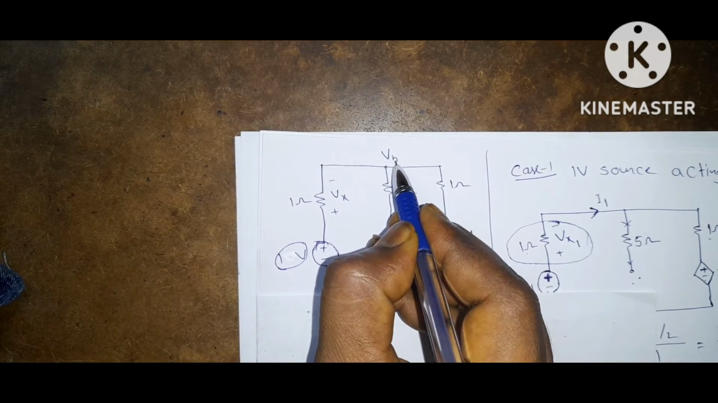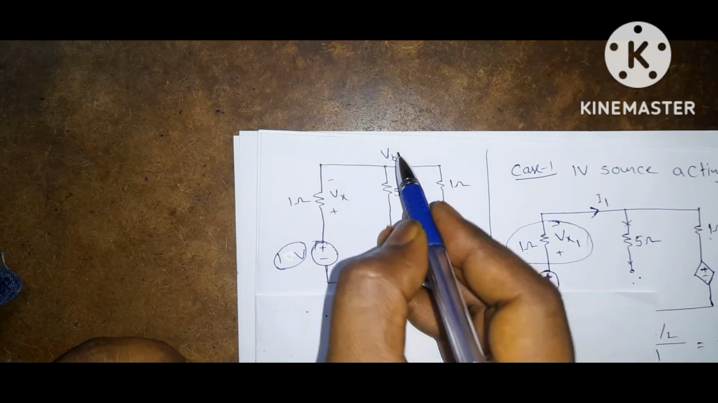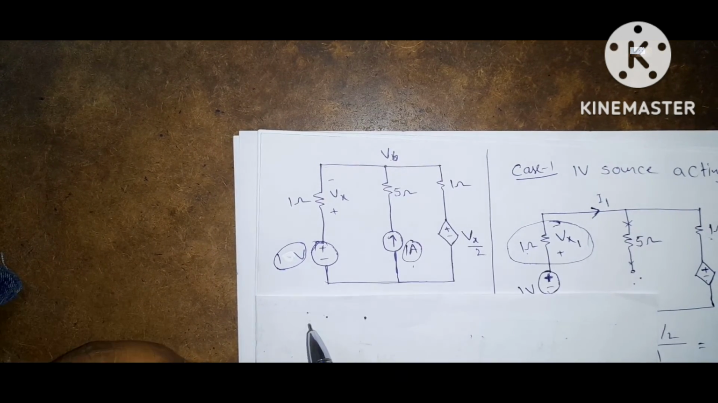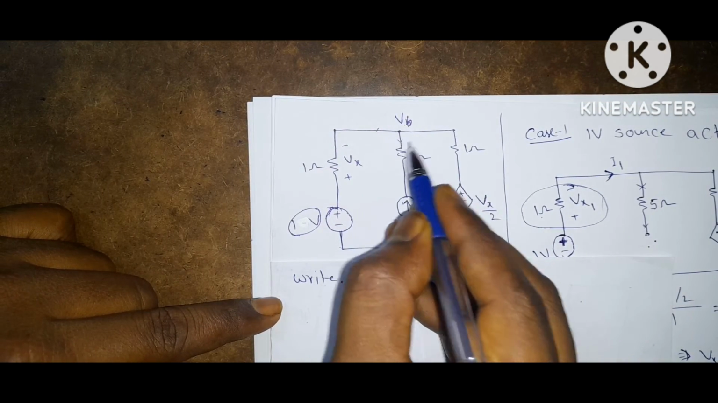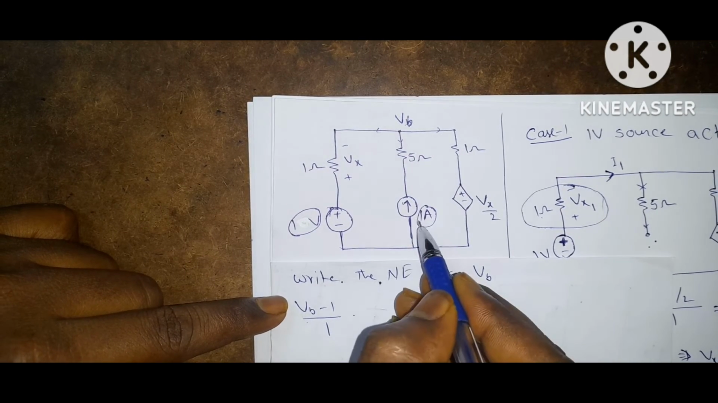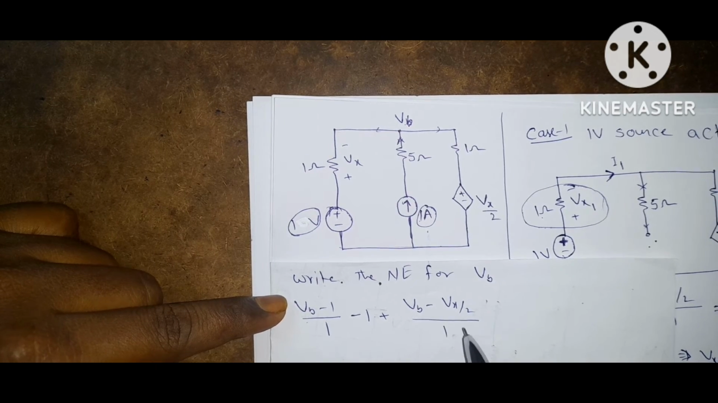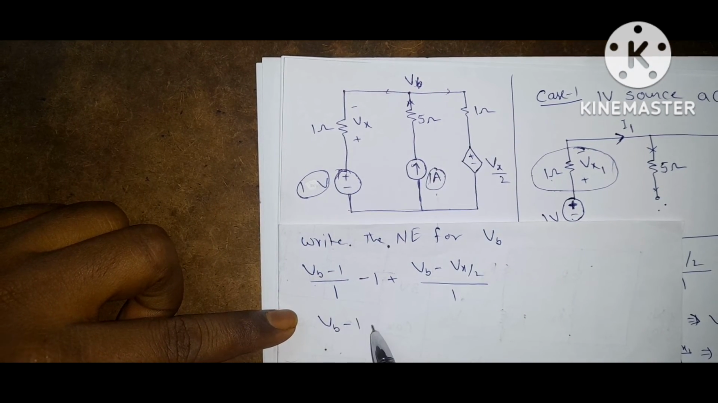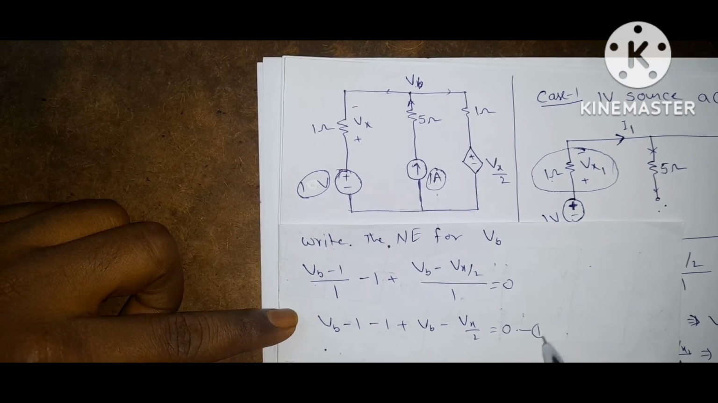Let this node voltage be Vb. So we have only two nodes. This is the reference node and this is Vb. So we need to find Vb here. Write the node equation for Vb. So this is one branch, this is another branch, and this is another branch. So Vb minus 1 by 1, since this current is coming towards this node, it is minus 1, plus Vb minus Vx by 2 by 1. What you are getting: Vb minus 1 plus Vb minus Vx by 2 is equal to 0. Let it be equation 1.